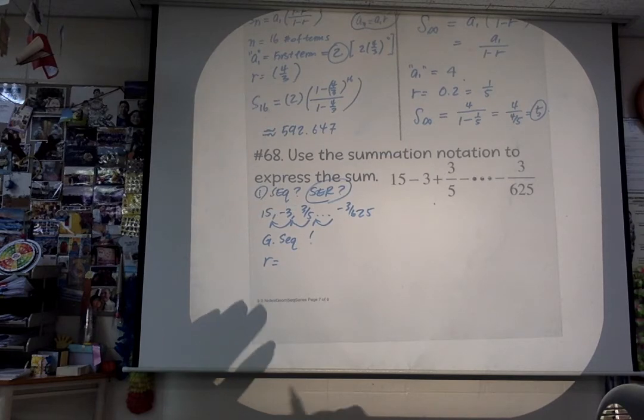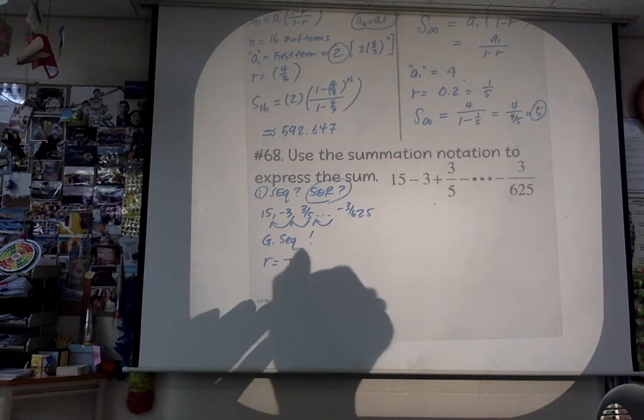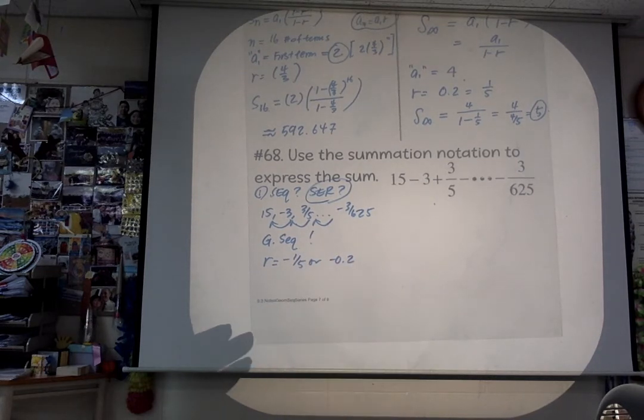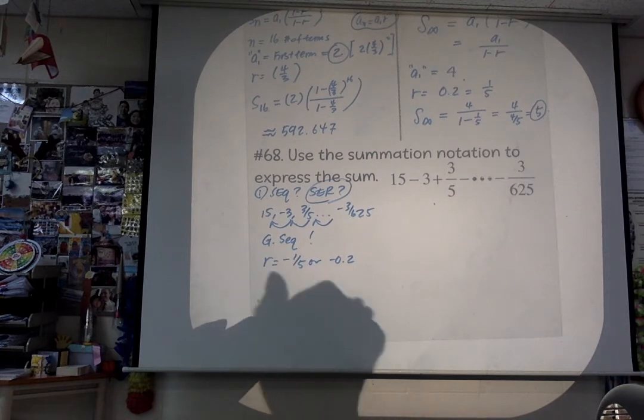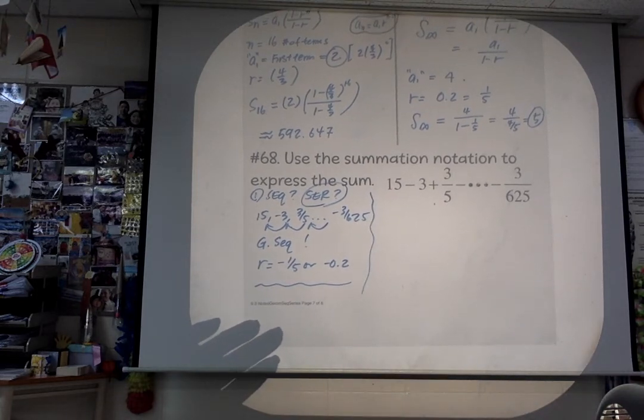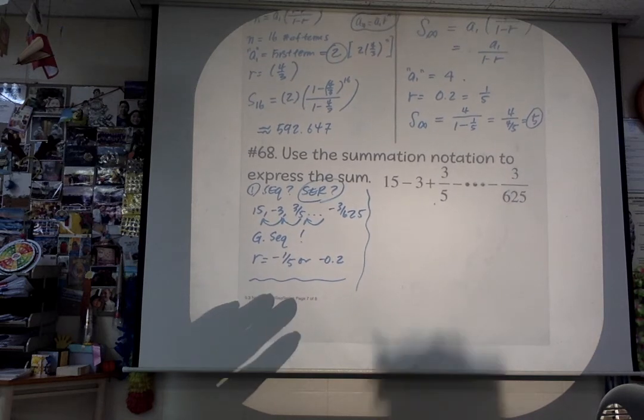This is from the previous lesson, right? It's going to be negative 1/6, or we can write it as negative 0.6. That's the first step in finding this. This one has a lot to do, so make sure you slow down.